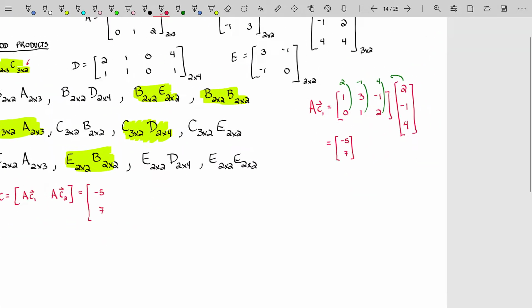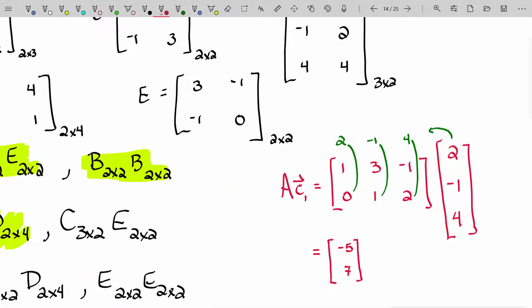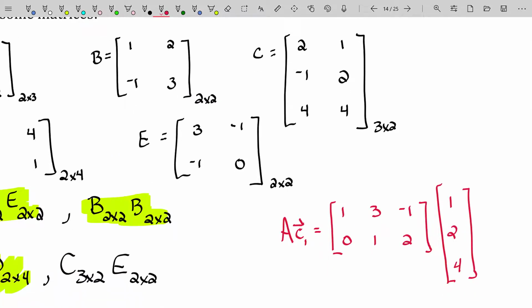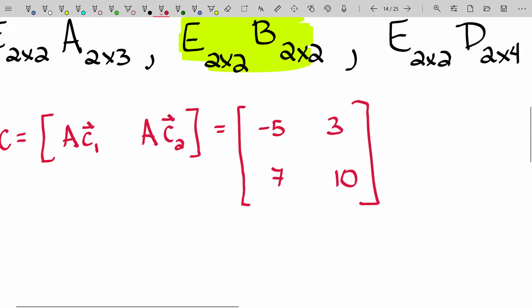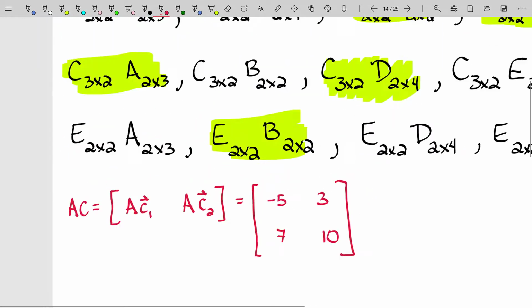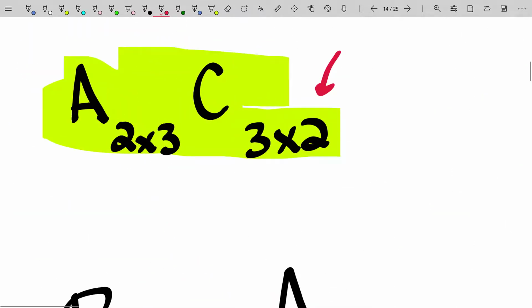And finally, the product of A and column 2 of C. And actually what I'm going to do is go ahead and erase my work here and fill in column 2 of C. There we have it, 3, 10. Notice that product ended up being a 2 by 2 matrix, which is exactly what we said A times C should be. The result should be a 2 by 2 matrix.